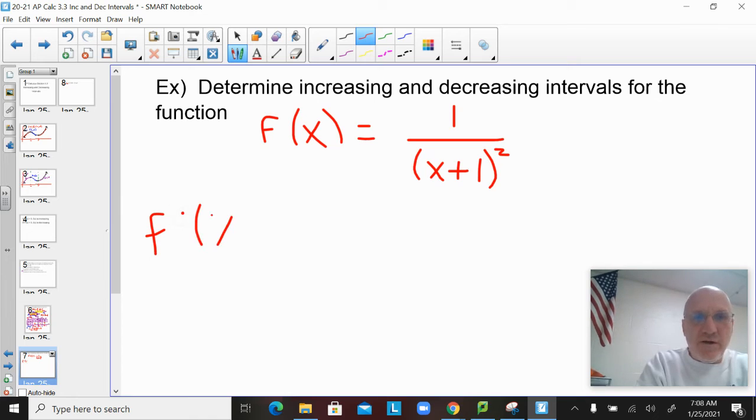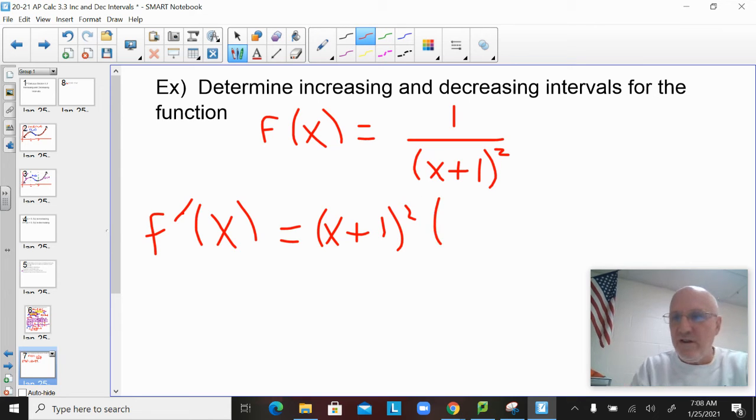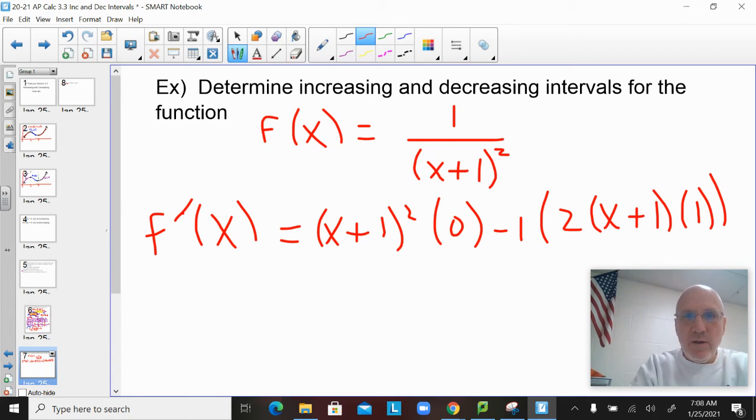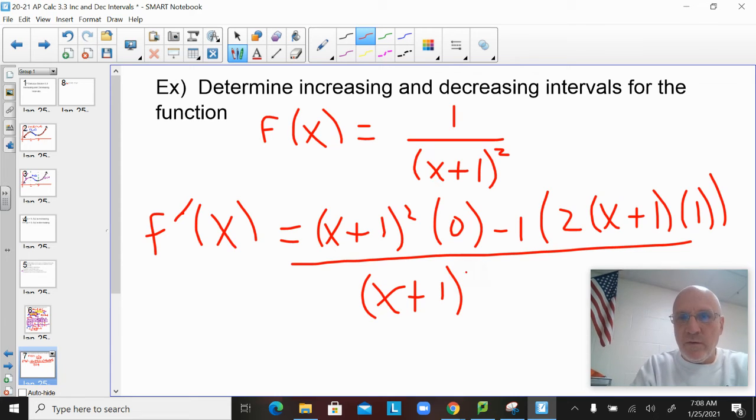So the derivative of that function is the bottom, which is x plus 1, the quantity squared, times the derivative of the top, which is 0, minus the top, which is 1, times the derivative of the bottom, which is 2, little chain rule, times x plus 1 to the first, times 1 officially, the derivative of that, all over the bottom squared, which is x plus 1 squared squared. Now I can clean that up a little bit.